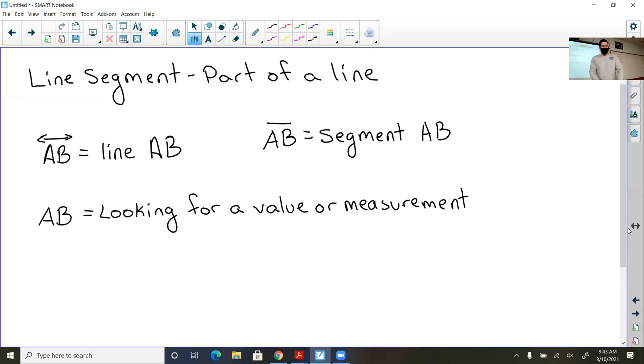So whenever there isn't a symbol on top, and we're going to get into this with notations dealing with our angle measurements and things like that, am I looking for you to construct and recognize the angle, or am I looking for you to actually find the value of the angle? Same thing with the line segments.